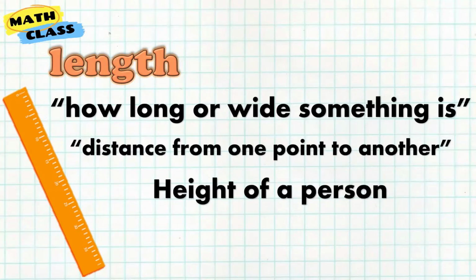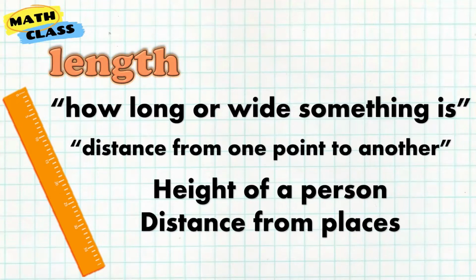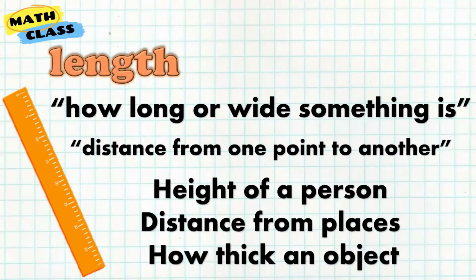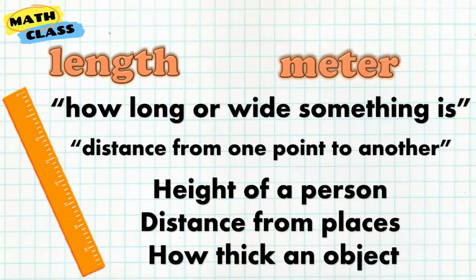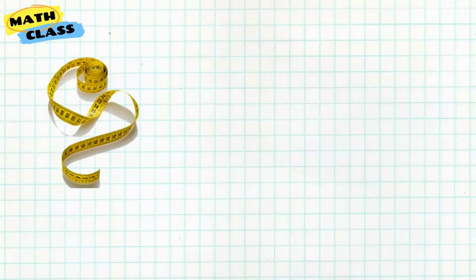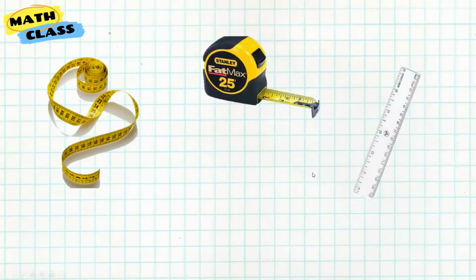So if you're getting the height of a person, distance from one place to another, or how thick an object is, we are measuring length. And the standard unit for measuring length in the metric system is what we call the meter. And we have several instruments just like ruler, tape measures, and meter stick that we use in measuring length.